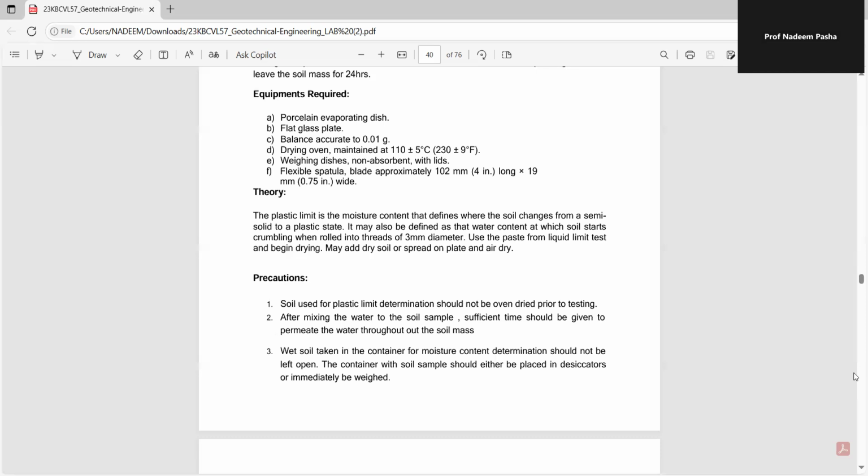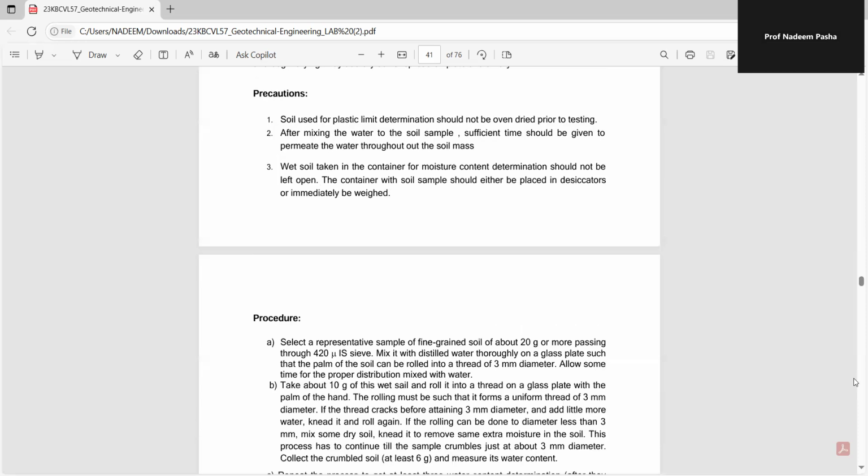So what are the precautions you need to take while performing this test? Soils used for plastic limit determination should not be oven dried prior to testing. After mixing the water to the soil sample, sufficient time should be given to permeate the water throughout the soil mass. Wet soil taken in the container for moisture content shall not be left open. The container with soil sample should either be placed in desiccators or immediately be weighed.